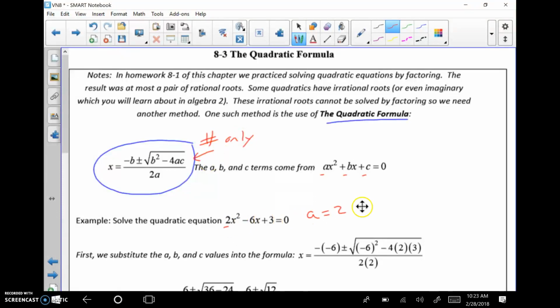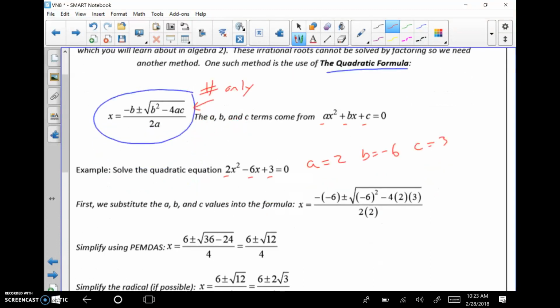So A is 2. B is negative 6, the middle number, and C, the constant, is 3. So it's just the 3 numbers. If you don't see a number, it might be a 1 or a negative 1, because we don't always write those. And then you just plug them in the right places. So we start off with a negative B, and B is negative 6, so it's negative, negative 6. What you end up with there is kind of the opposite sign of B.